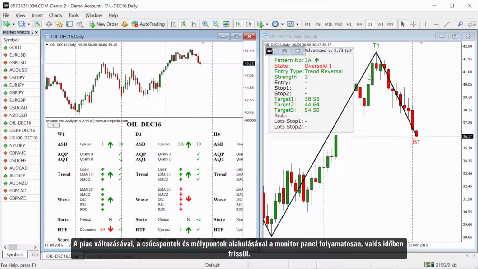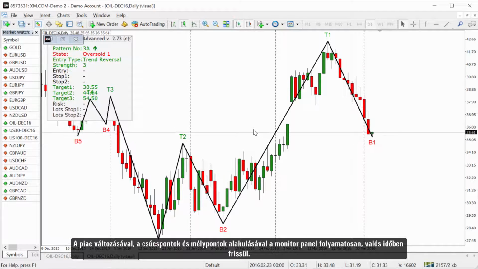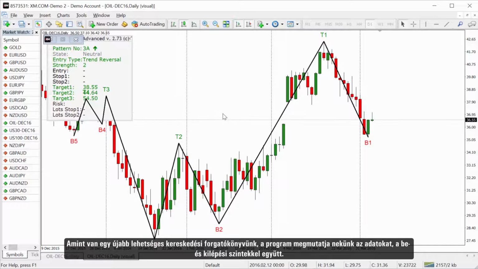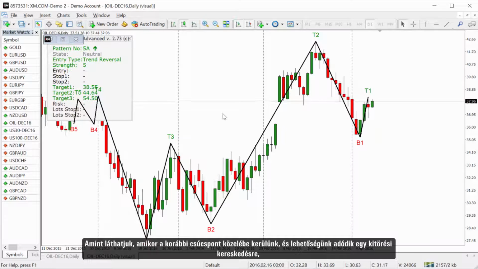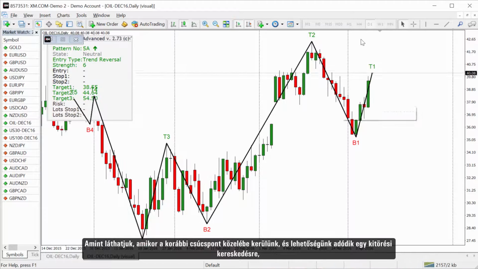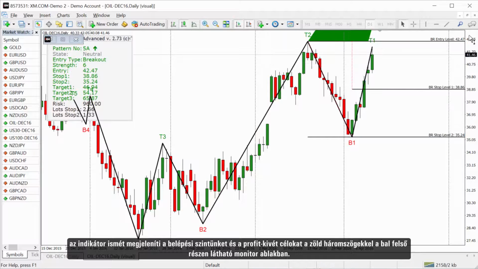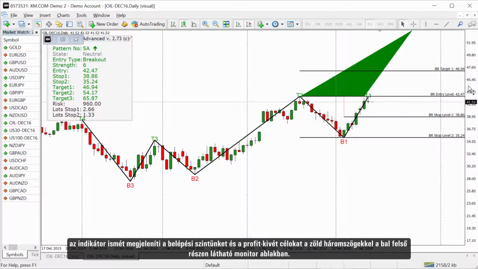Now, as the market is changing and tops and bottoms are being formed, the monitor panel is updating in real time. Now, once we have a new possible trading scenario, it will outline to us the details along with the entry and exit levels. As we can see, once we get close to the previous top and have the possibility of a breakout trade, the indicator will outline to us with the green triangles again our entry level and our take profit targets. Also here in the left of our monitor panel.